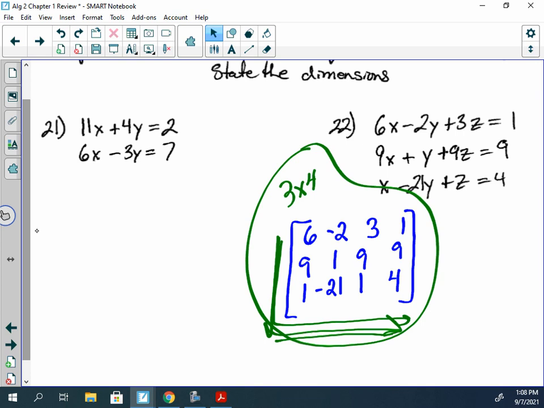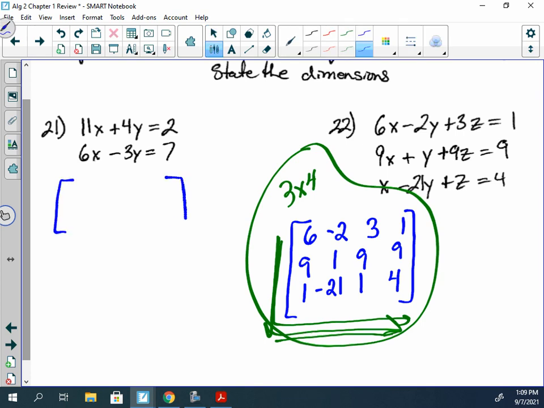Any other questions on these here, 19 through 24? Is there another one of these that we want to look at? I'll go on and look at 21. It is already set up x, y, constant term. So this would be what? 1, 4, 2, 6, -3, and 7.